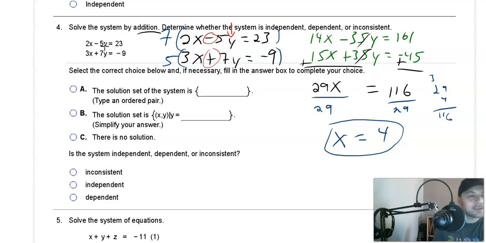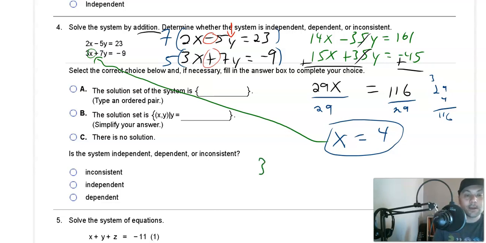And I was going to use the top equation, but really the bottom equation looks a little friendlier. These are both positive. This number is smaller. So I'm going to use the bottom equation. But in theory, it doesn't matter which equation you use. You will get the same answer for y either way. It's just a matter of what do you think will be less work.